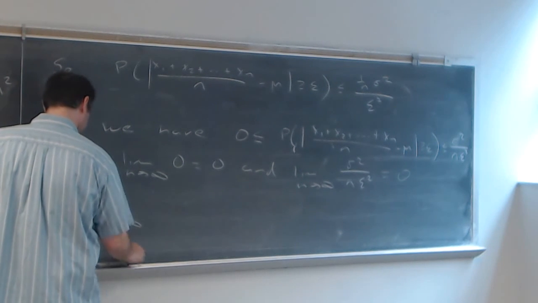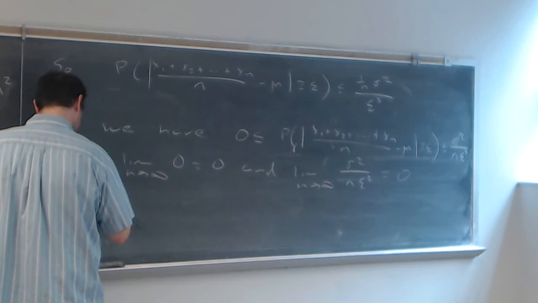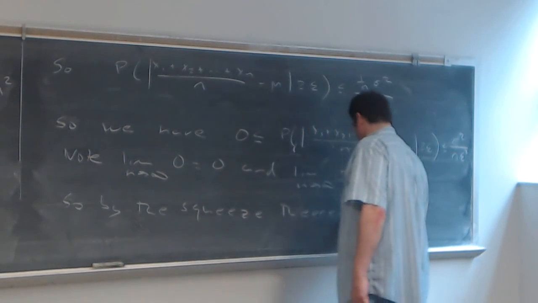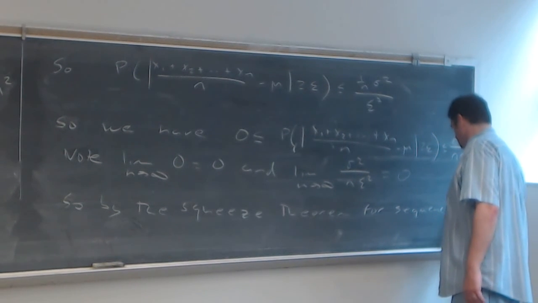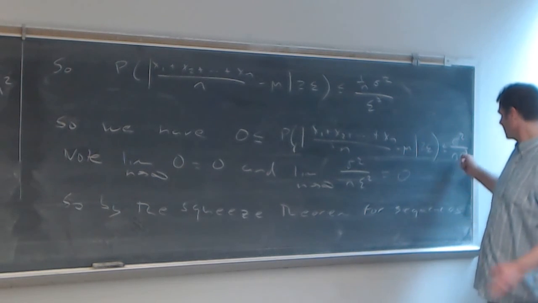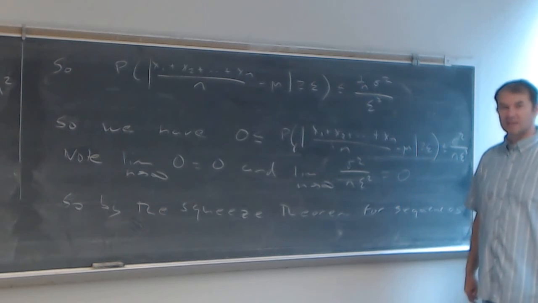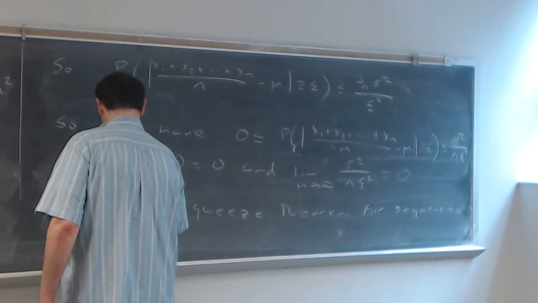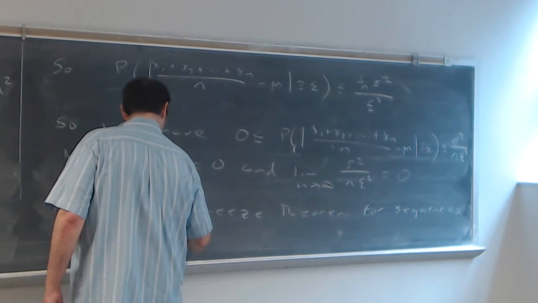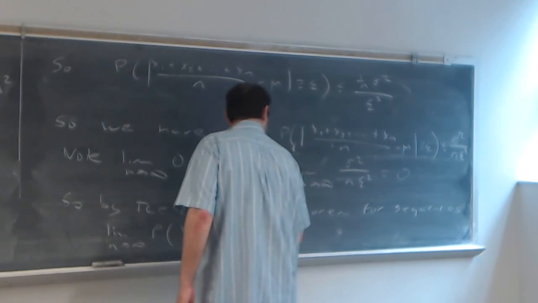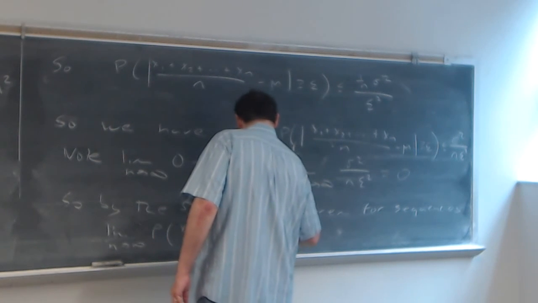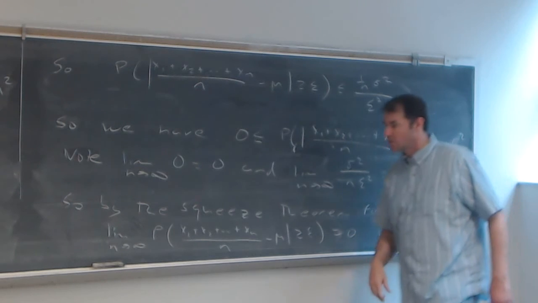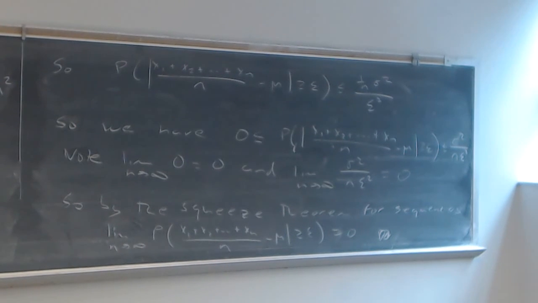So by the squeeze theorem for sequences, we consider these two outer guys as sequences that bound this middle guy. And since the outer two guys are going towards zero, the middle guy also has to go towards zero. And that's what we wanted to prove. So that concludes the proof of the weak law of large numbers under that additional assumption.